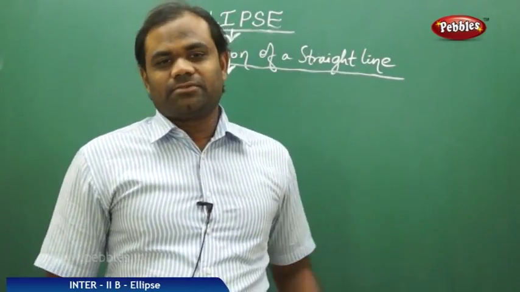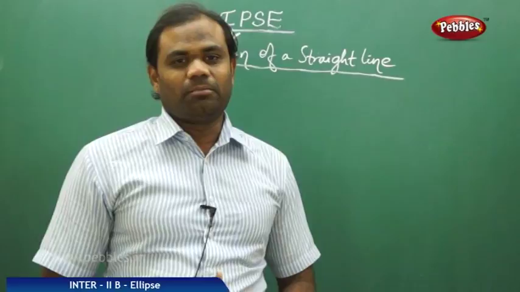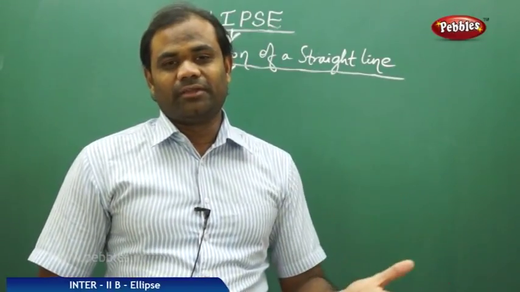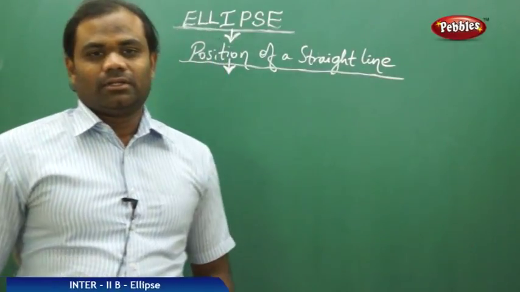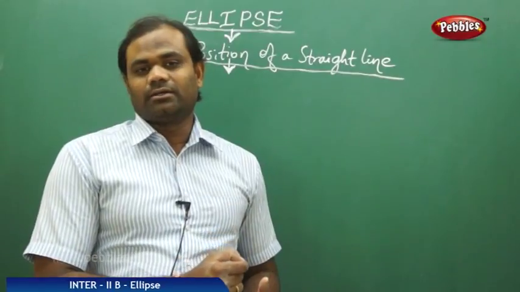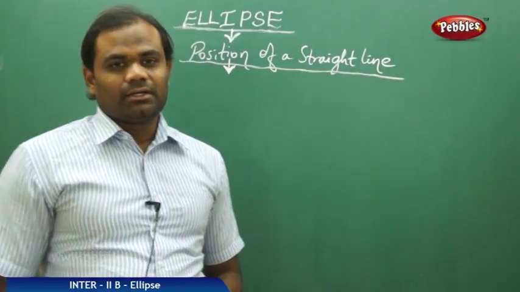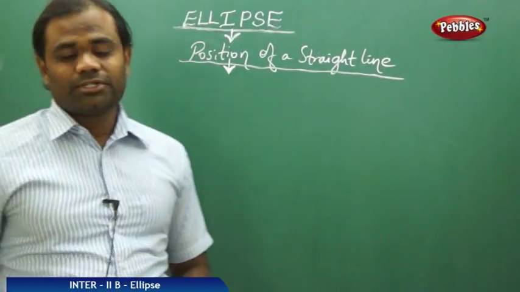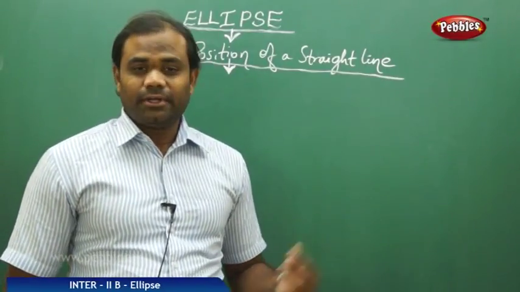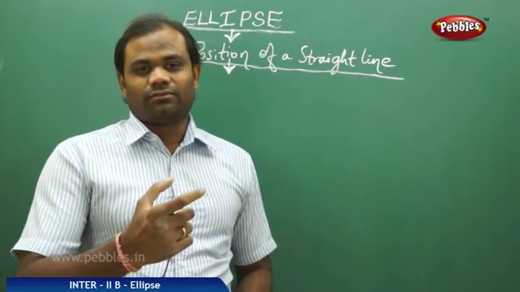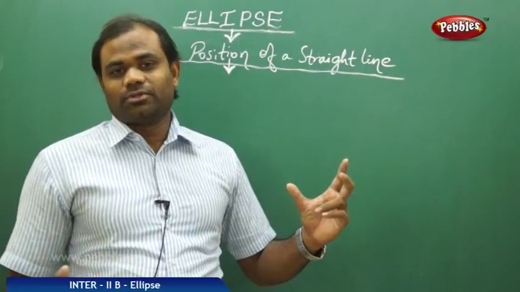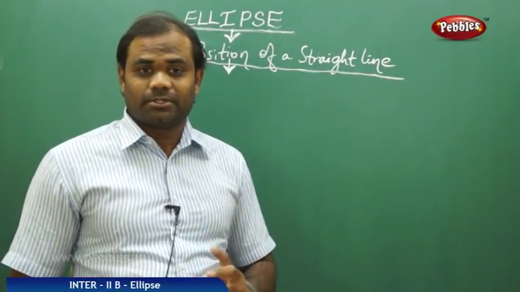In the previous case, we discussed the position of a point. There were 3 cases for a point in the plane where an ellipse exists: P lies inside, on, or outside the ellipse. Similarly, we're going to discuss the position of a straight line with respect to the ellipse. So let's see the 3 cases which exist in the position of a line with respect to the ellipse.